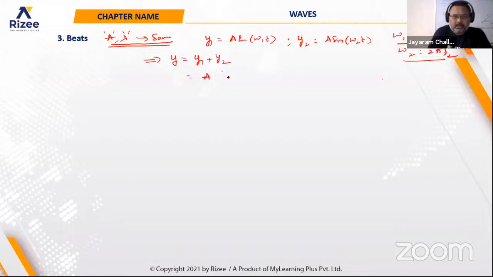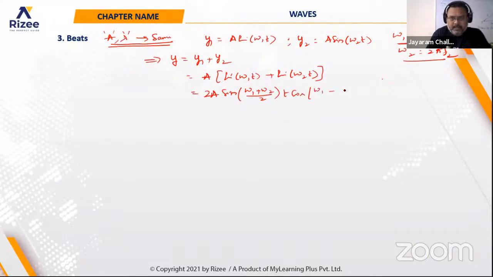That is a into sine of omega 1 t plus sine of omega 2 t. This is in the form of sine C plus sine D. In the sense, this can be written as 2a into sine of (omega 1 plus omega 2) by 2 into t, into cos of (omega 1 minus omega 2) by 2 into t. This represents the beat frequency, omega 1 minus omega 2, and this entire term decides the amplitude of the beat at that particular point.